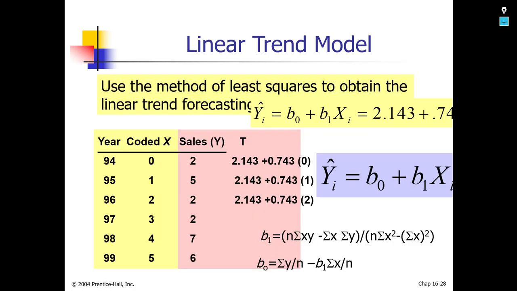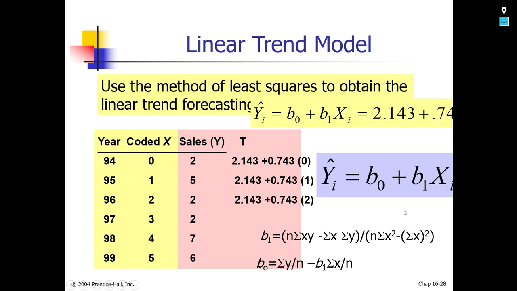Now, the other method of calculating the trend line is by using linear regression. So by using linear regression, you can use the method of least squares. What I mentioned last week is the method of least squares, where we have sales here. The previous numbers are 94, 95, 96, 97, 98, and 99. The series here is 2, 5, 2, 2, 7, and 6.